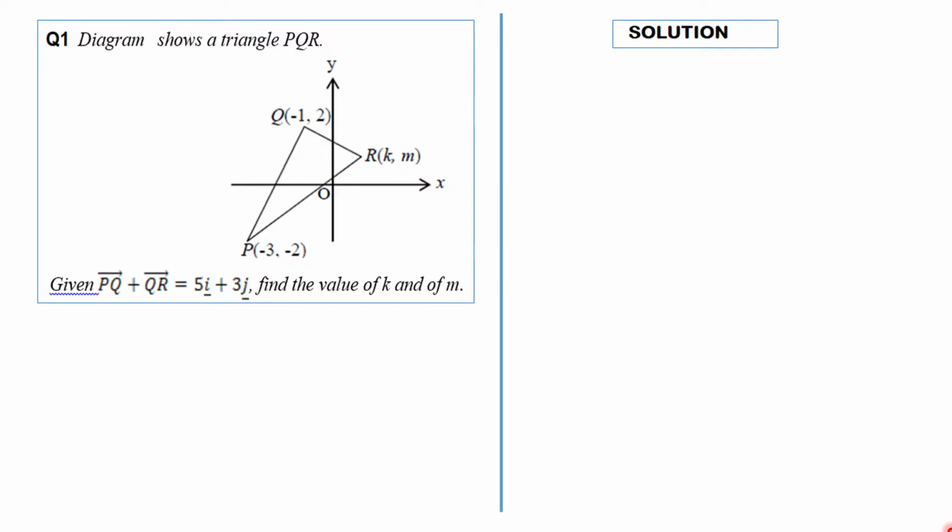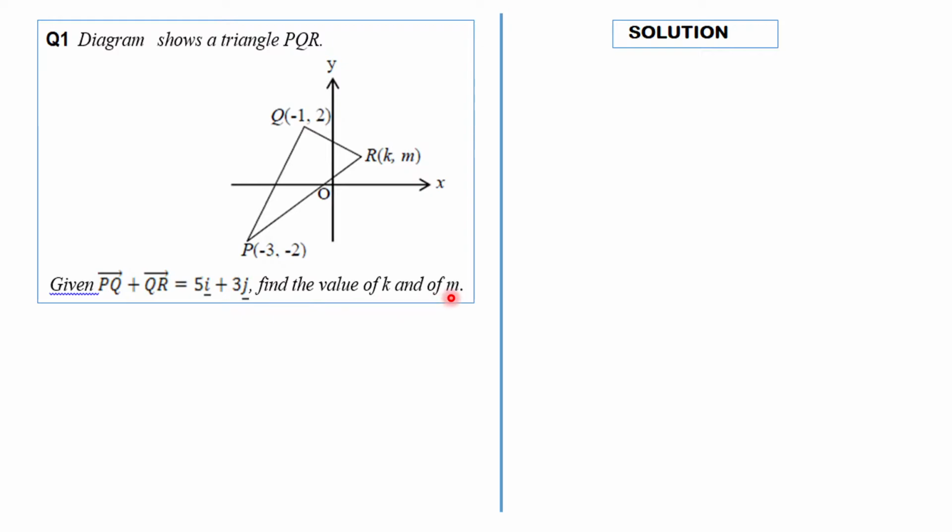Now let's start with question 1. For question 1, you are given a triangle PQR plus the coordinates of P, Q and R with unknown K and M. Plus you are given the resultant vector of PQ plus QR as 5i plus 3j. The question asks you to find the value of M and K.